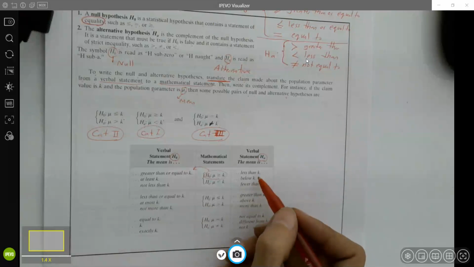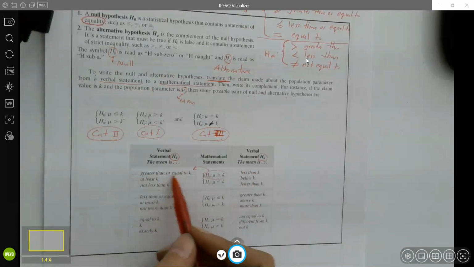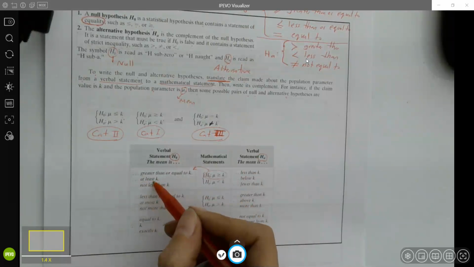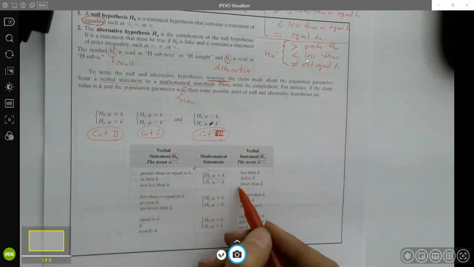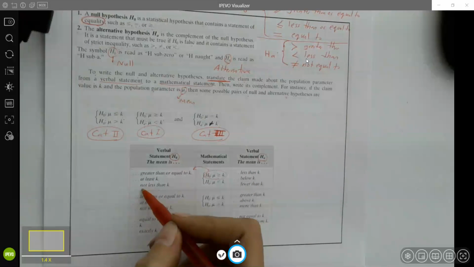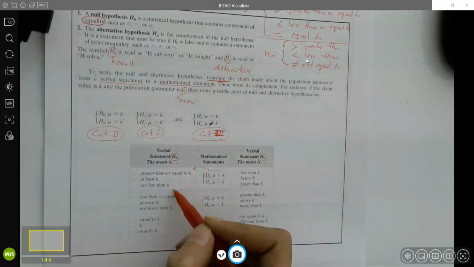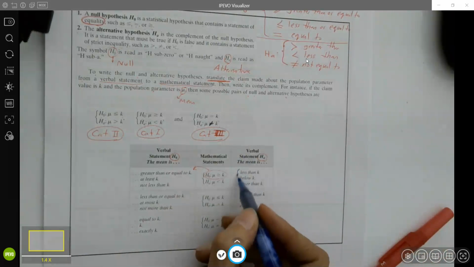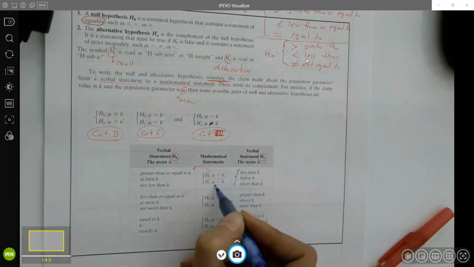What if you see less than, which is the opposite of greater than? What if you see below K, the opposite of at least K? What if you see fewer than, which is the opposite of not less than? It means that your alternative hypothesis is given. This one is given.